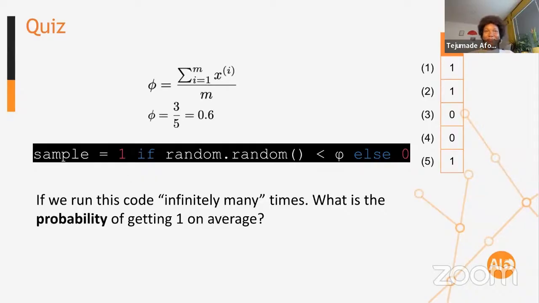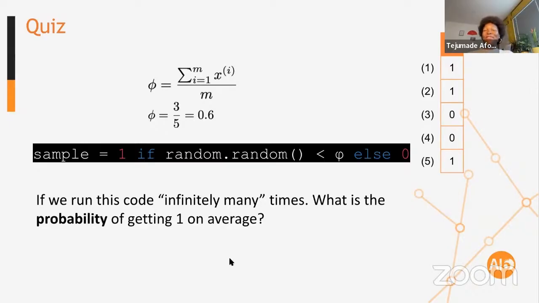50%. Okay. Anyone else? 0.6. Okay. 1 minus 5. Okay. I recognize that some of us are just guessing right there, but thanks for participating. Caleb is correct.